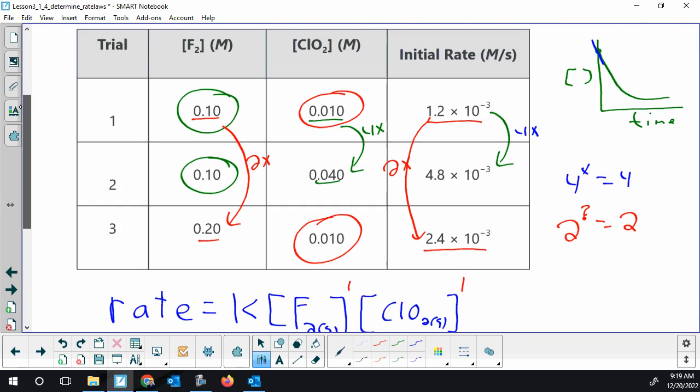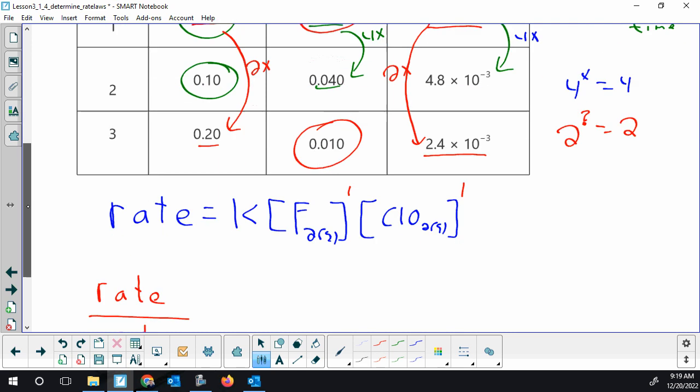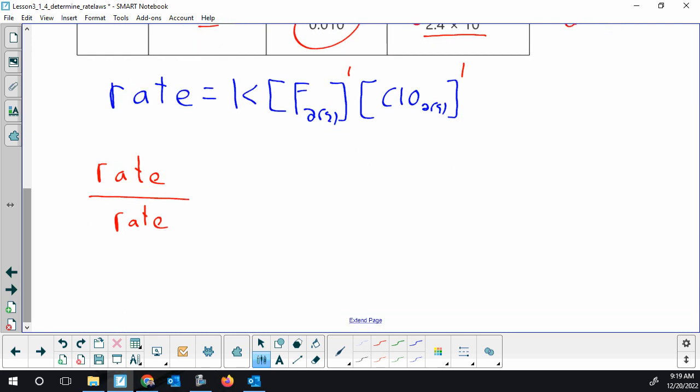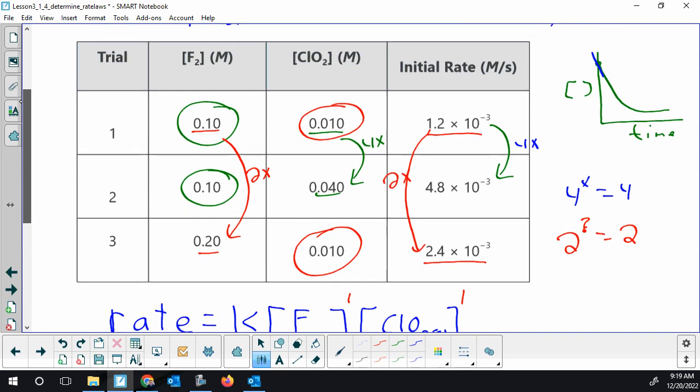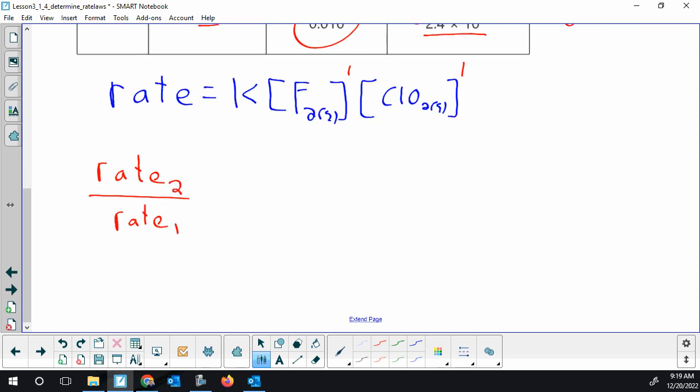And I always like to put the bigger values on top. If I put the bigger values on top, I'm going to get like 4.2 or 4.8 over 1.2. I'll get like 4. If you put the smaller concentration, the smaller rate on top, instead of getting a ratio of 4, you'll get a ratio of 1/4. The math will work out the same, but you'll have all these fractions. So I always suggest when you set up your rate ratios, you put the bigger numerical values on top. So in trials 1 and 2, trial 2 has the bigger concentration and the bigger rates. So I'm going to do rate 2 divide by rate 1.